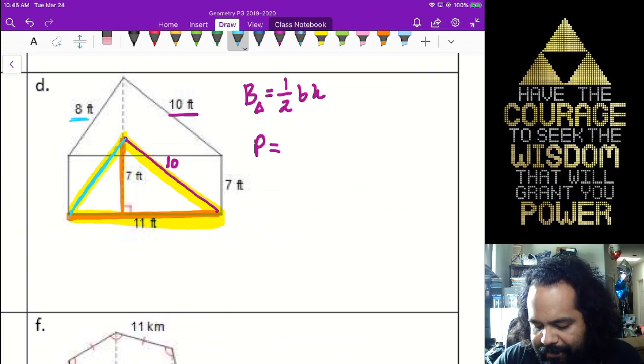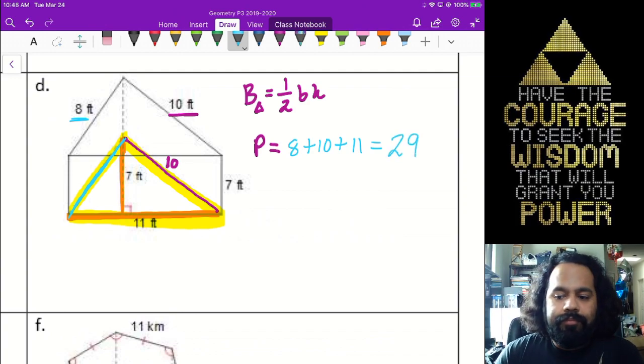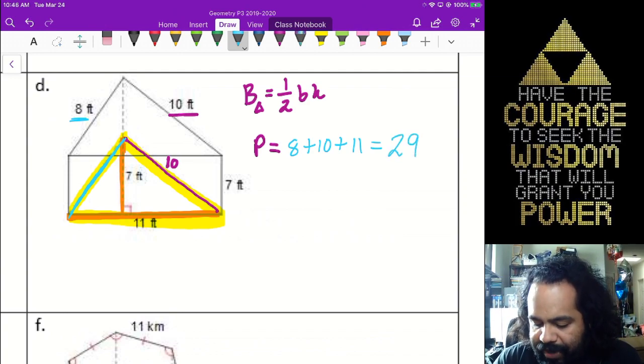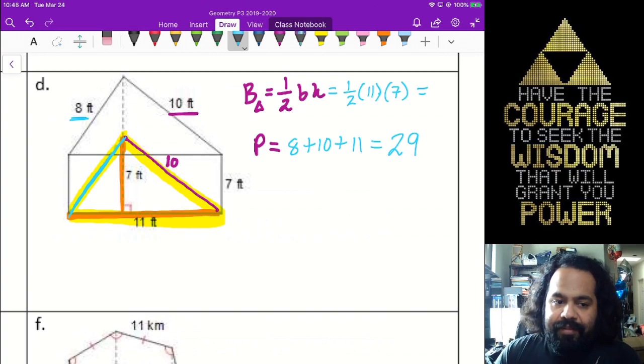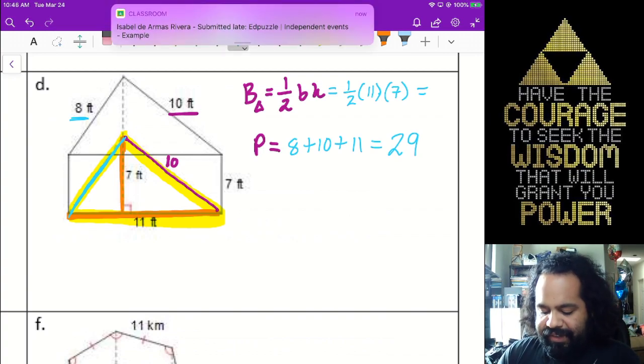For my perimeter, I'm going to have 8 plus 10. You're stuck? Okay, and that's fair. It's fair to be stuck. So my perimeter, you should have gotten 29. For the area of your triangle, the base is 11, so 1/2 of 11 times 7. For this one, it is okay to have a decimal. I would have 1/2 of 77, and you'll have 38.5.